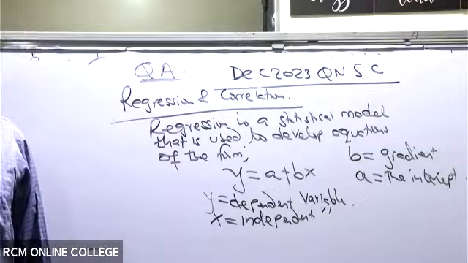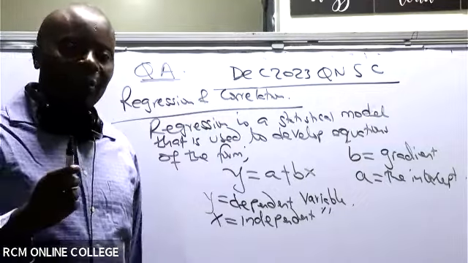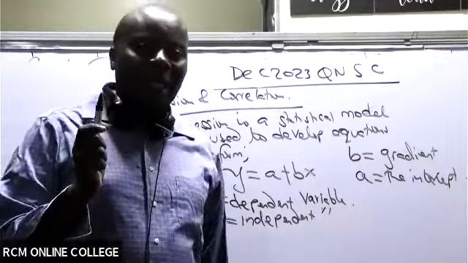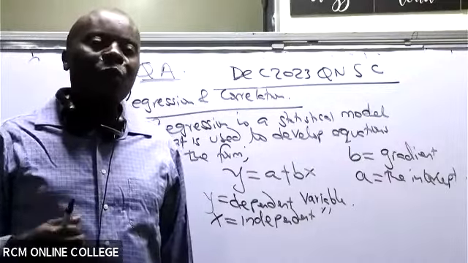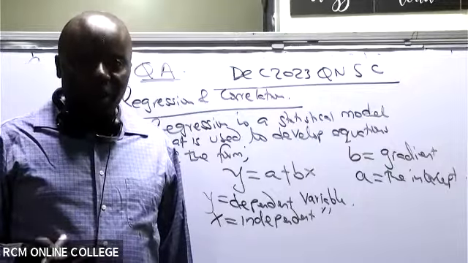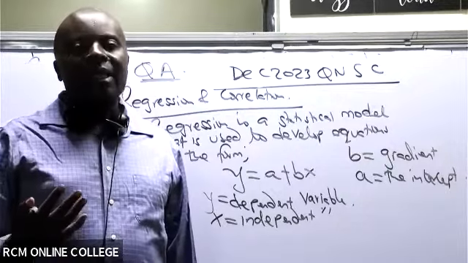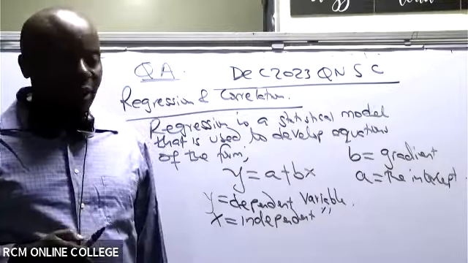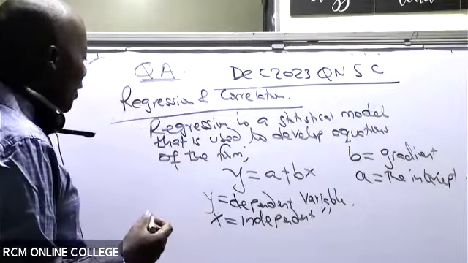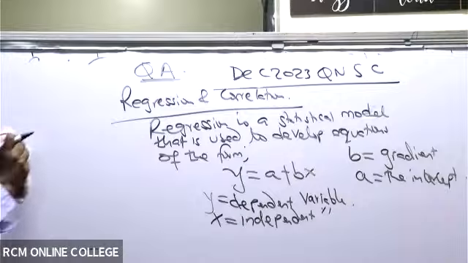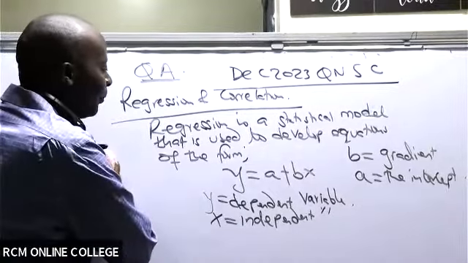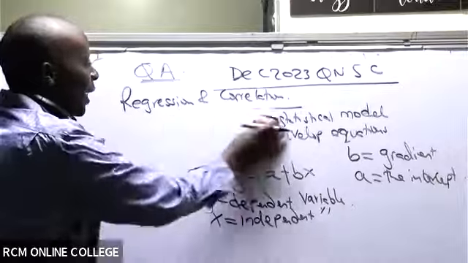Now, ladies and gentlemen, for the years that I've been leading teams to mark CIFA exams, I know normally where students go wrong. In most cases, you will be given two variables. Let me just demonstrate. You'll be given two variables like this.